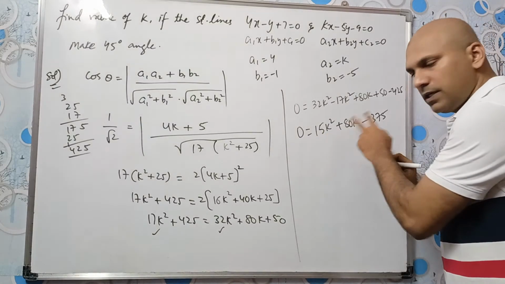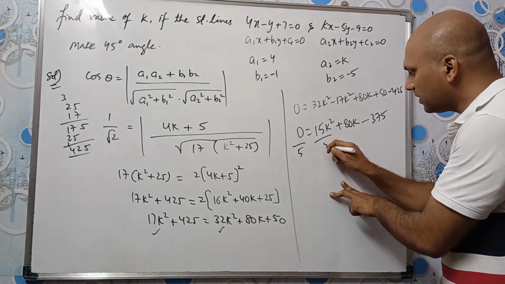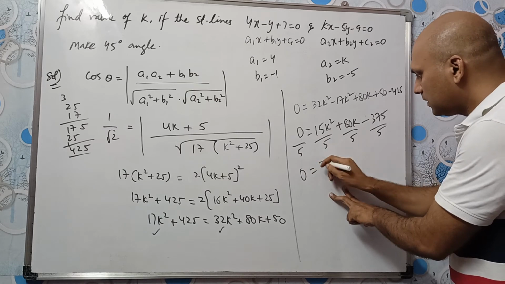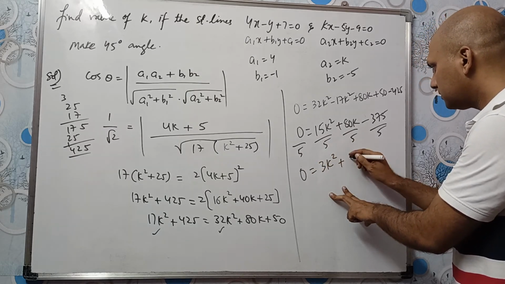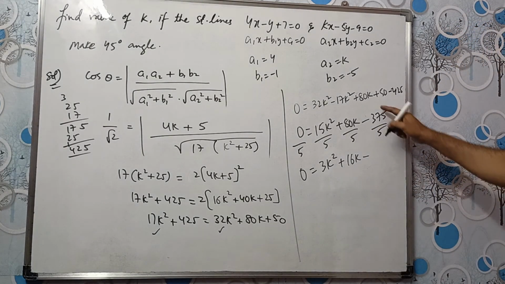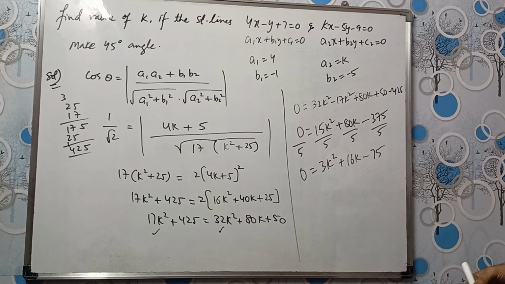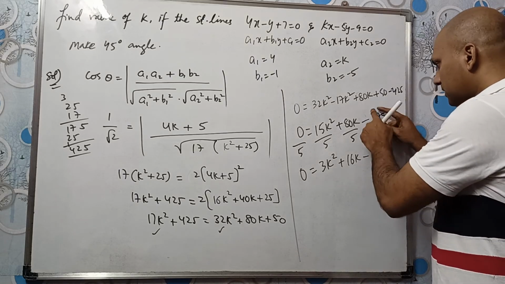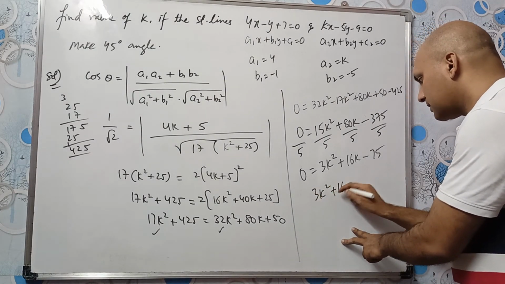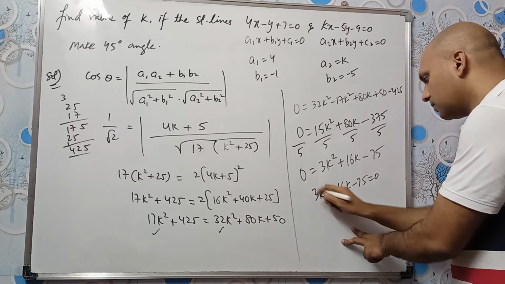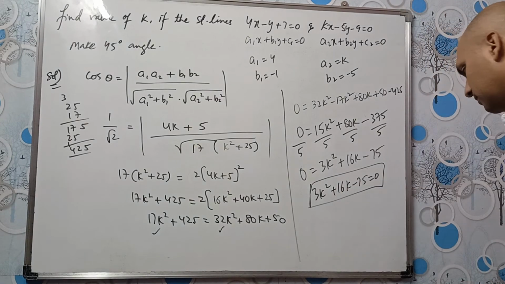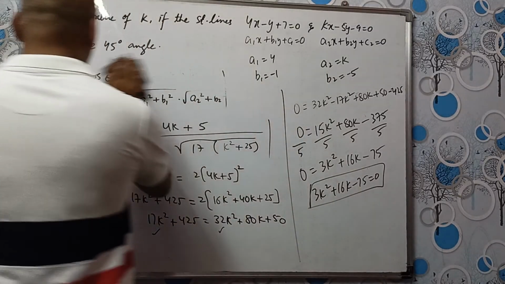Yes, see, we can take 5 common, which means we can divide both sides by 5. So this will be 0 is equal to 3k² plus 16k minus 375. 75s are okay. 5 7s are 35. Yes, 75. Okay. Now we can write this as 3k square plus 16k minus 75 equal to 0. From here, see, splitting the middle term, factorization method, and find the value of k. We can get the value of k, right?